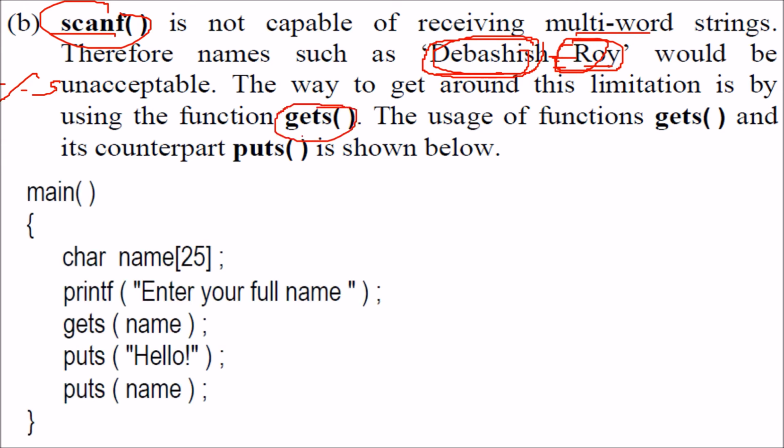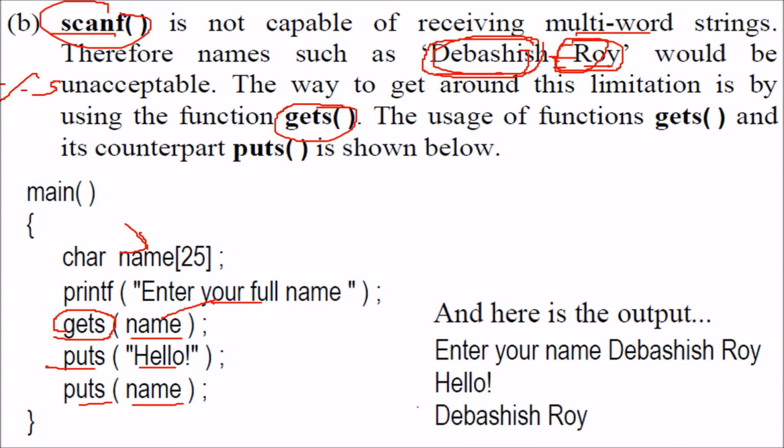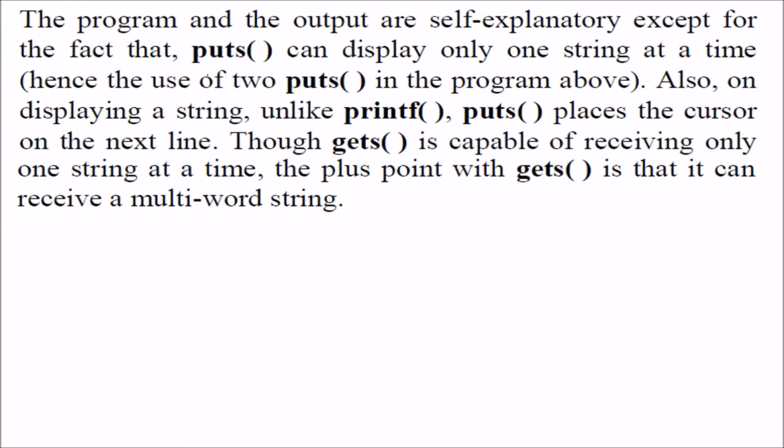For that you use gets. Now you put a printf, enter name, in the character array and gets, get string, and you will take this name. Then you put puts, hello, then you put the name. So now this name, complete Debashish Roy, will be taken and shown. So this was the thing. This is puts and gets. gets gets the string. This can take multi-word also. Multi-word, sorry, not multi-line. Multi-word.